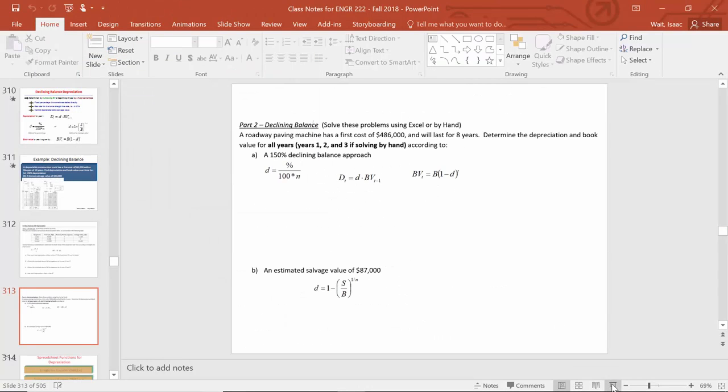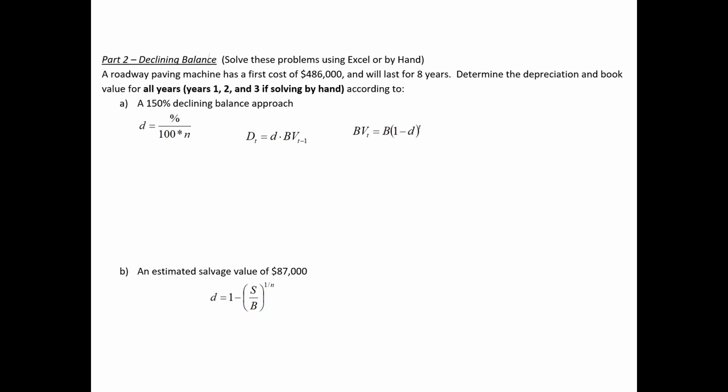Okay, when you're finished with part 1 on the first page, flip over to the back side of the paper, because that has the declining balance problem. You can use Excel if you like, or you can solve these by hand. I did it by hand, but Excel automates things and makes it maybe a little less tedious and repetitive. What we have is a roadway paving machine that has a first cost of $486,000 and will last for 8 years.